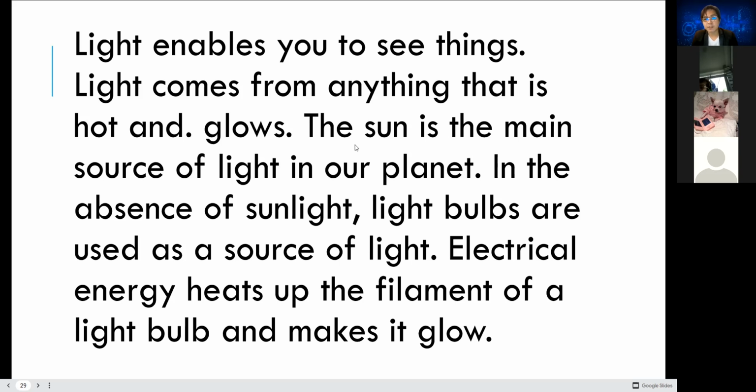Electrical energy heats up the filament of the light bulb and makes it glow. Okay. Again, hot and glows, or heat. It produces heat and produces light. Again, the law of thermodynamics can apply to this. Energy cannot be created nor destroyed, but it can be transformed from one form to another. For example, here we are transforming electrical energy into heat energy and light energy. So that is energy transformation.